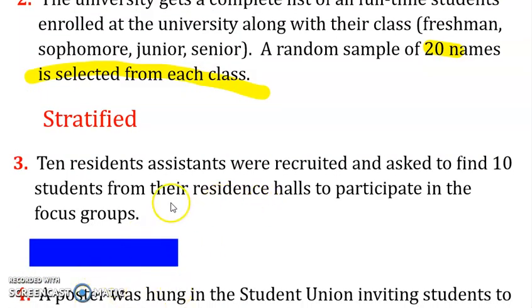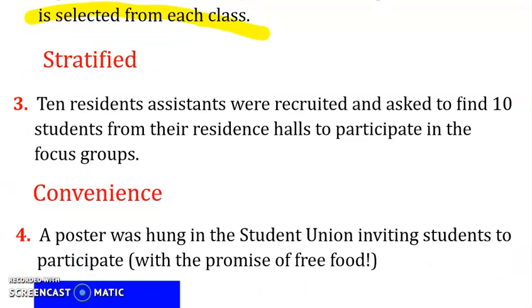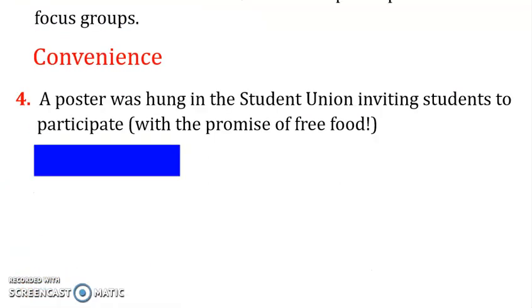10 resident assistants, RAs, were recruited and asked to find 10 students from the residence halls to participate in the focus group. Typically, this probably wouldn't be a very reliable method, right? Because they're probably just going to find the first 10 kids willing to do this. So that would be a convenience sampling method.